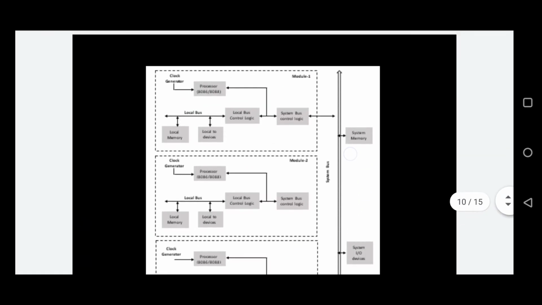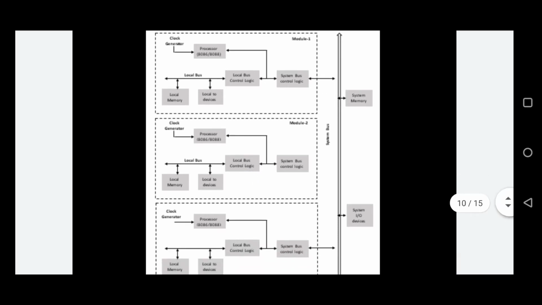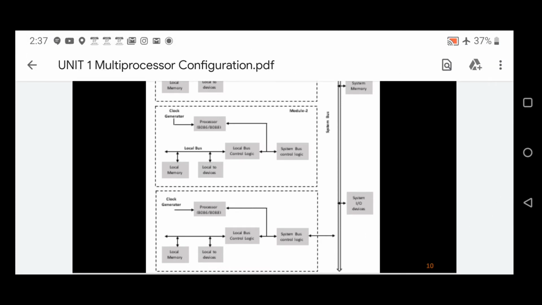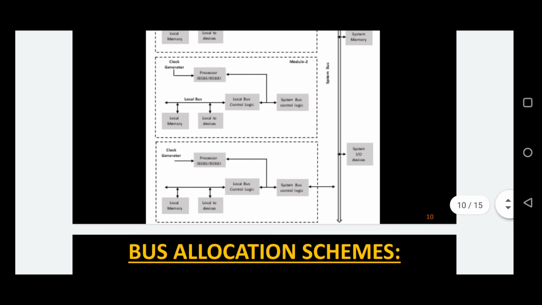See, in this module 1, the main processor has its own clock generator, its own local bus, local memory, local bus control logic, and system bus control logic. So each processor has its own clock generator, memory, and bus control. And finally the system bus is there. The system memory and the system IO devices are common for all the modules present in this configuration. So this is called a loosely coupled configuration.